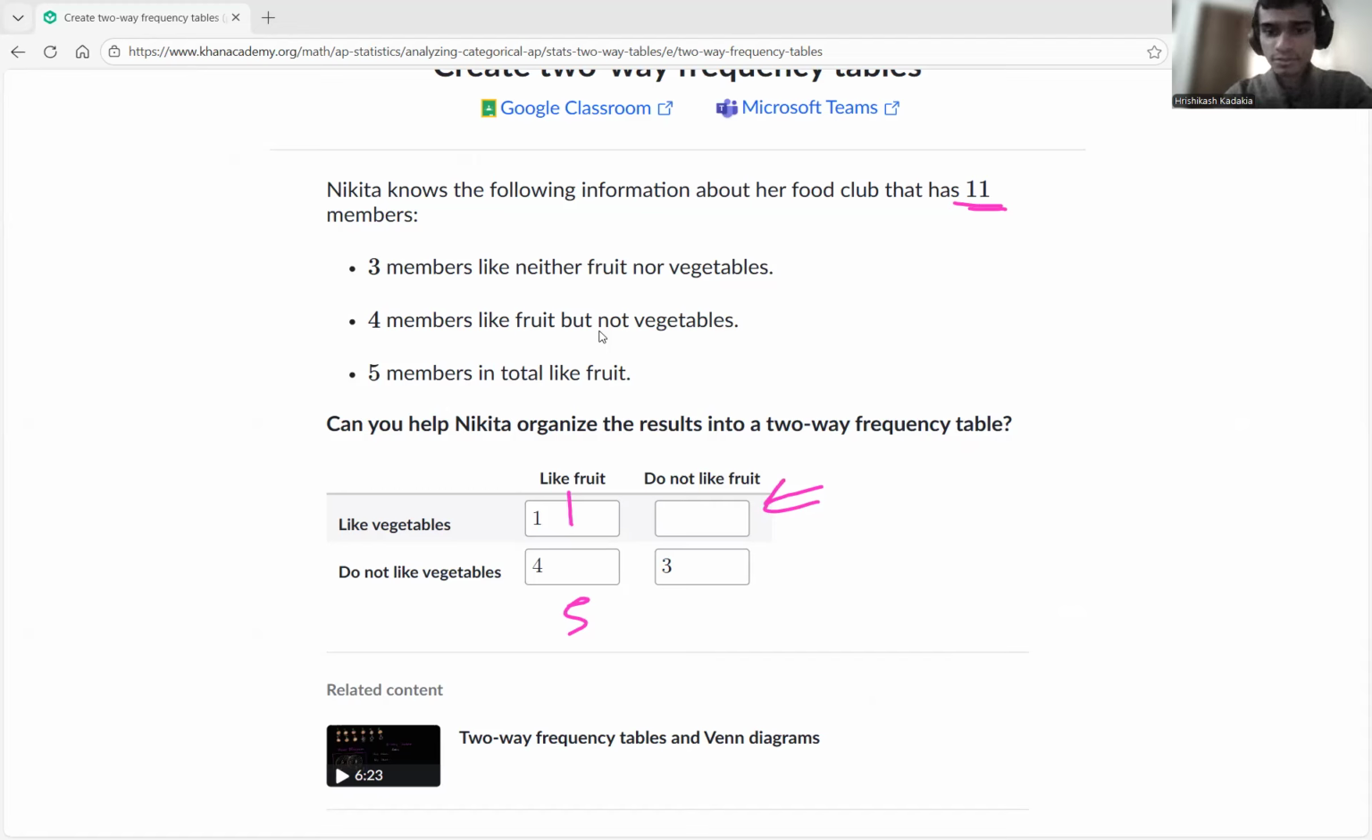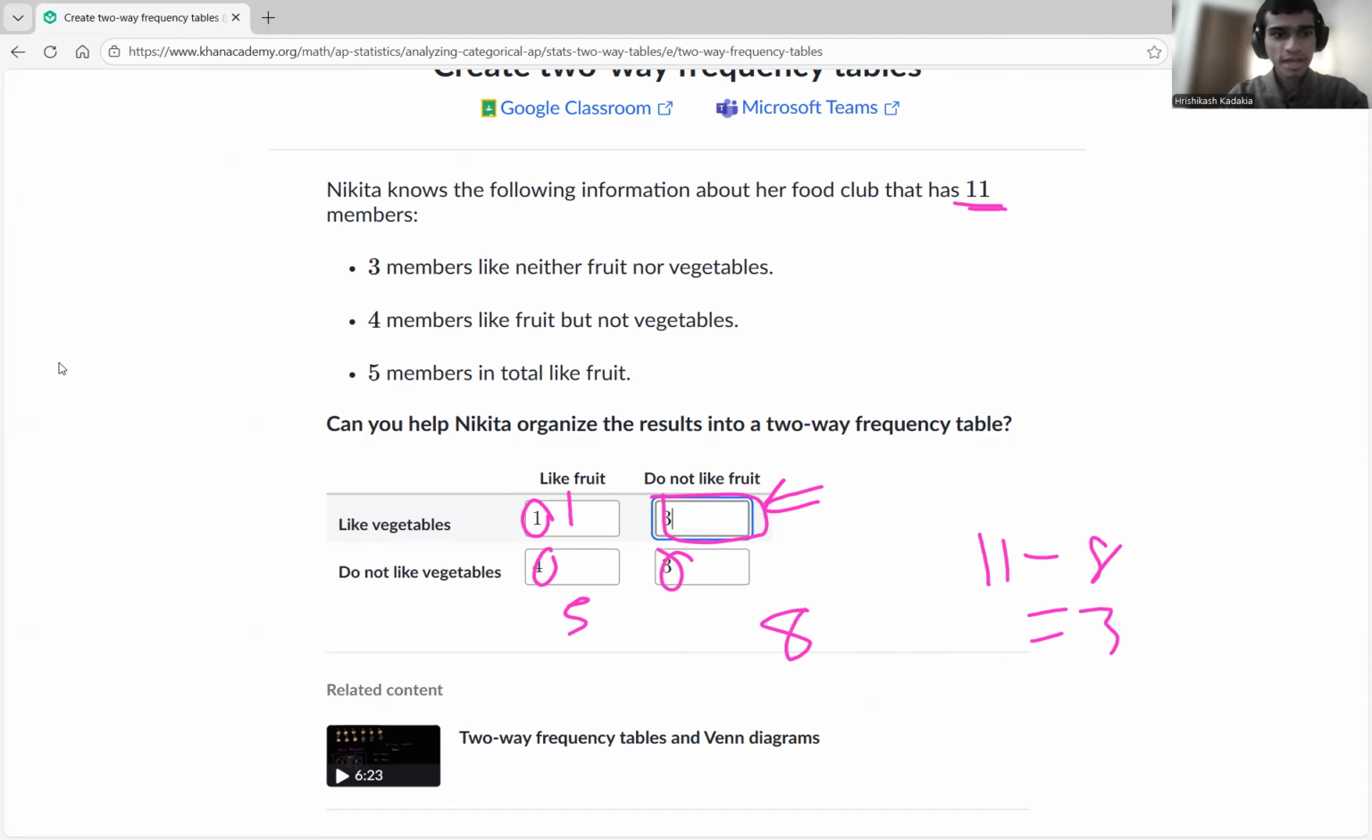We can take 11, because we know in total this should be 11. So 11 minus, now we subtract all of the things we have till now, to figure out the missing unknown, who like vegetables but do not like fruits. We know that all these four boxes added together equal 11, but we don't know this box over here. So we add these together to get 8, and we subtract 11 minus 8 to get that unknown. That's 3. So three like vegetables but do not like fruit.